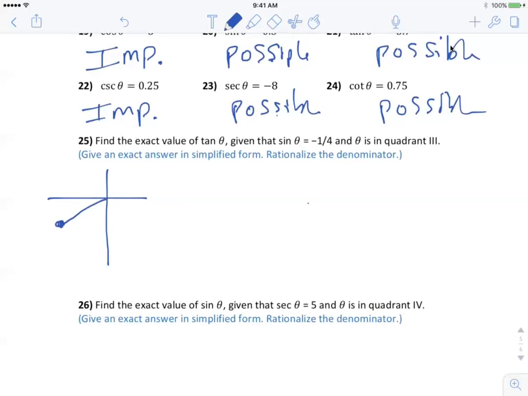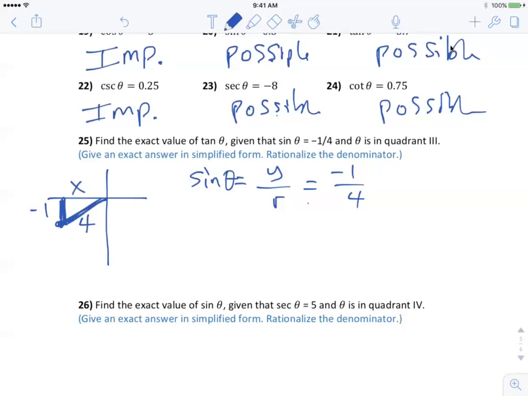If sine is -1/4, remember sine theta is y over r, right? So we could assign y as -1 and r as 4. Think of this as a triangle, -1 and 4, because r is the distance, the hypotenuse, and the y value is the vertical value. If I could just figure out what this x value is equal to, then I can translate that into a ratio for tangent.